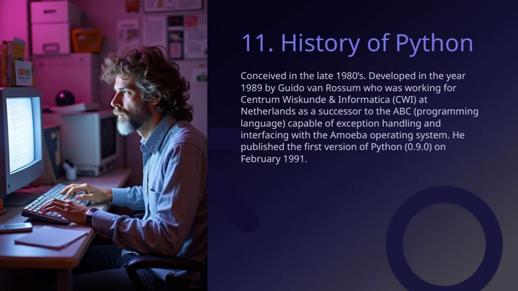Python was conceived in the late 1980s, a period of rapid growth and innovation in programming languages. It was developed in 1989 by Guido van Rossum, who was working at the Centrum Wiskunde en Informatica, or CWI, in the Netherlands. Guido aimed to create a successor to the ABC programming language, which was known for its simplicity and readability. One of the key features he wanted to include was exception handling, to make programs more robust and easier to debug. He also wanted Python to interface smoothly with the Amoeba operating system, which was quite advanced for its time.